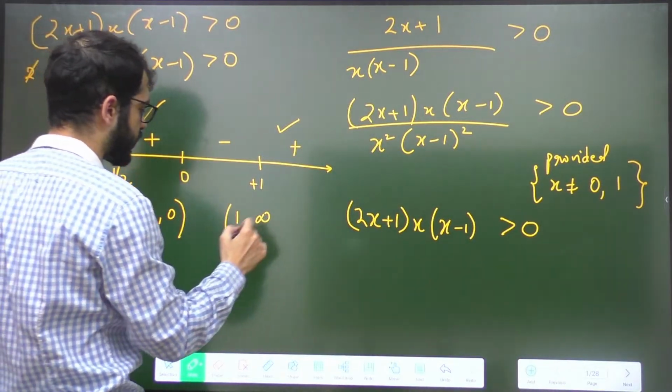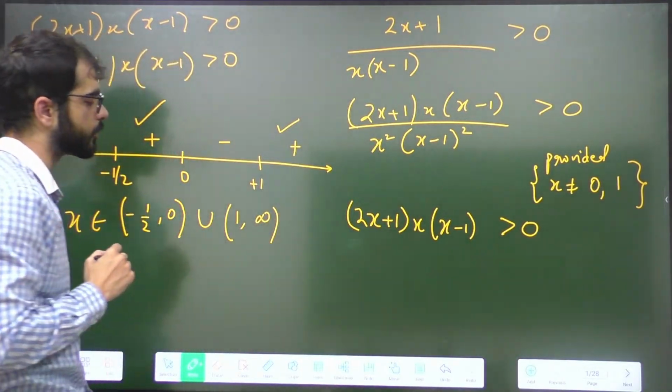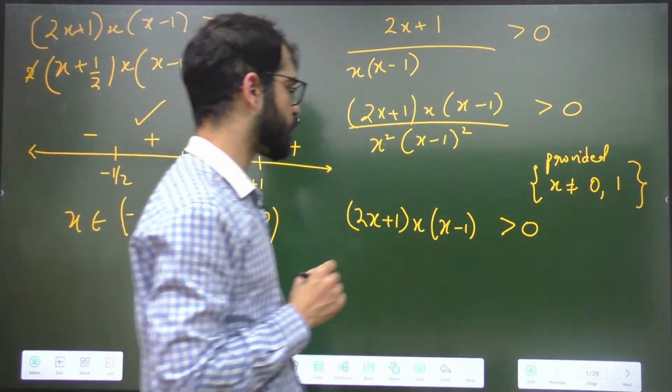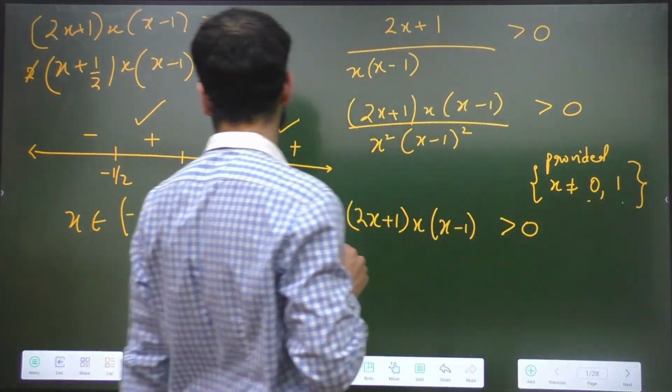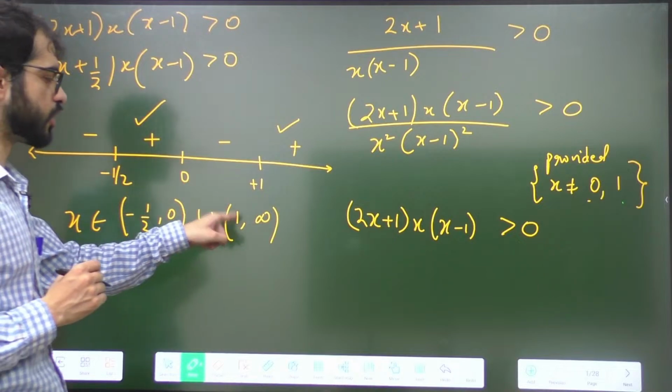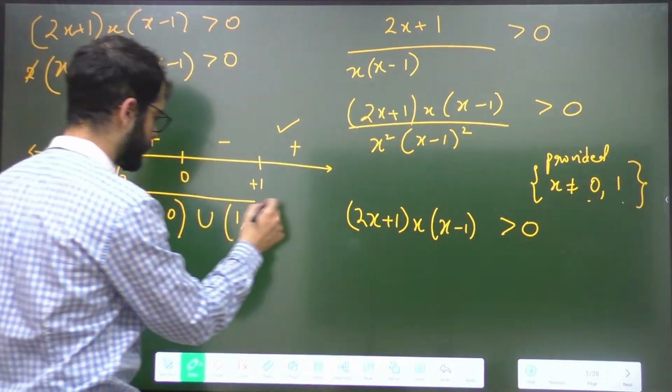So I'm going to put open intervals and a union sign in between them. Open intervals and union sign, we have to remember that 0 and 1 should not be present. 0 is not present, 1 is not present. So this is going to be my final answer for this question.